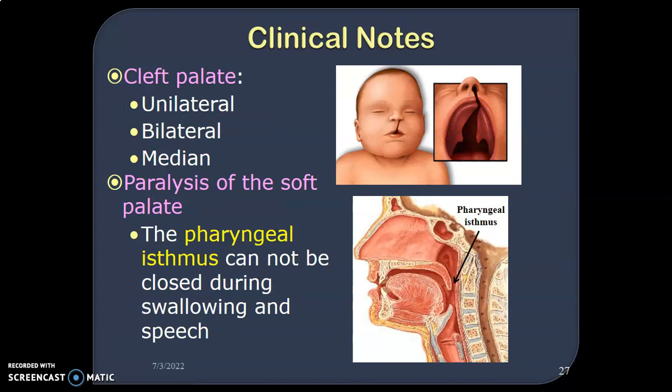What are the clinical correlates? So when you do the embryology of the face, you will understand how cleft lip and cleft palate comes about. So you can have a unilateral cleft palate, or this includes cleft lip and cleft palate. As you can see, the lip and the palate are involved.